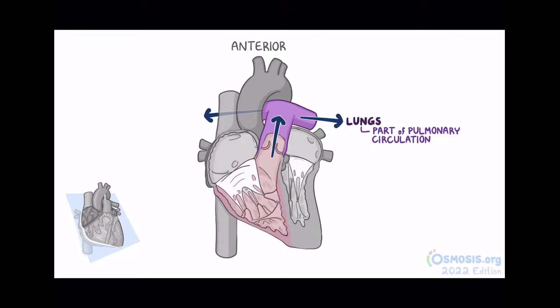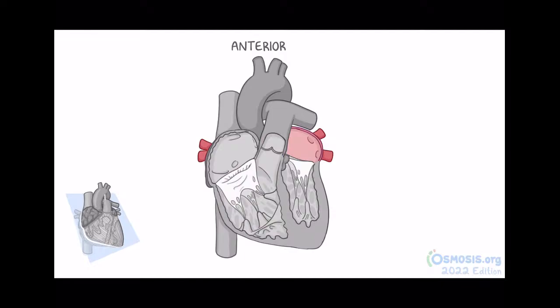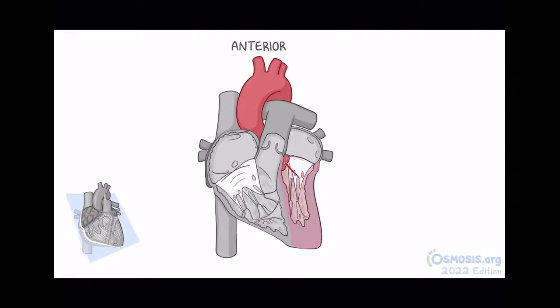On the other hand, after gas exchange takes place in the lungs, oxygenated blood returns from the lungs through 4 pulmonary veins, which drain into the left atrium. Then, oxygenated blood goes into the left ventricle, and from there it's pumped into the aorta so that it reaches the whole body and is considered part of the systemic circulation.